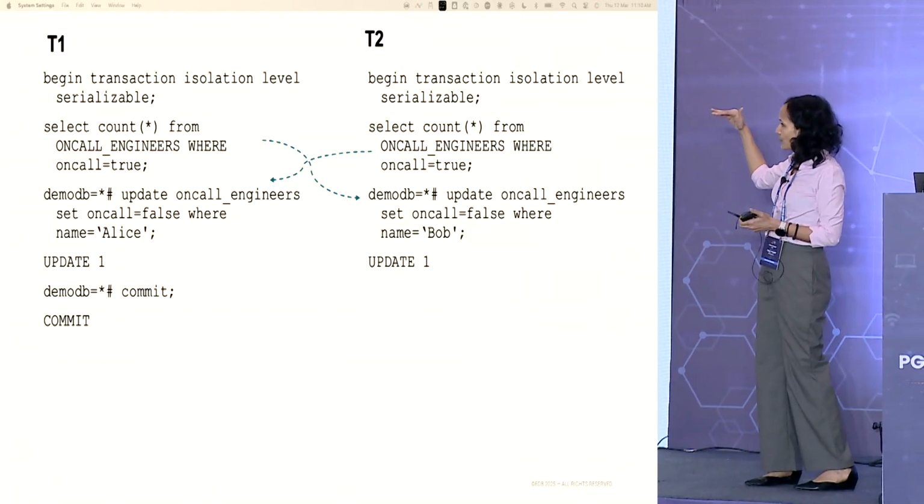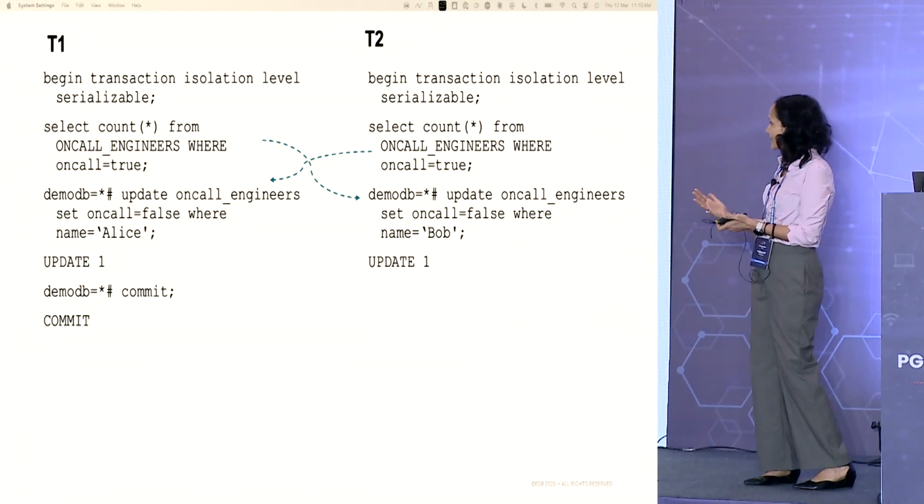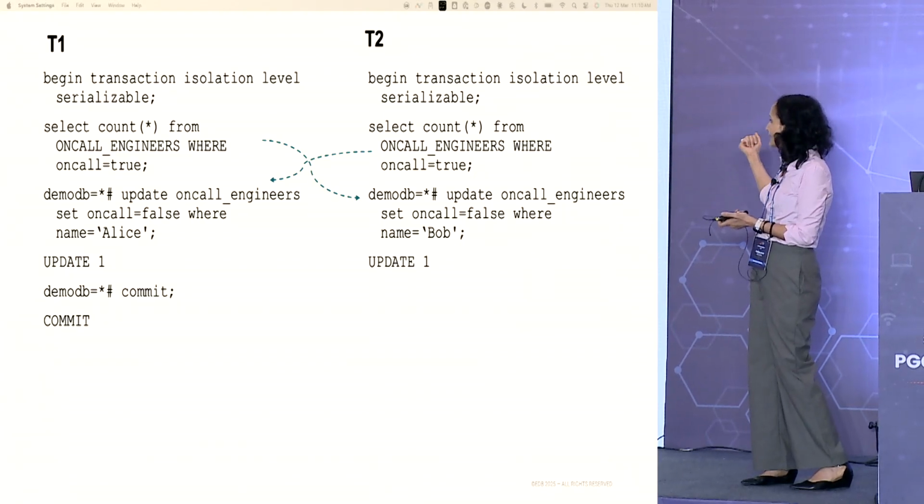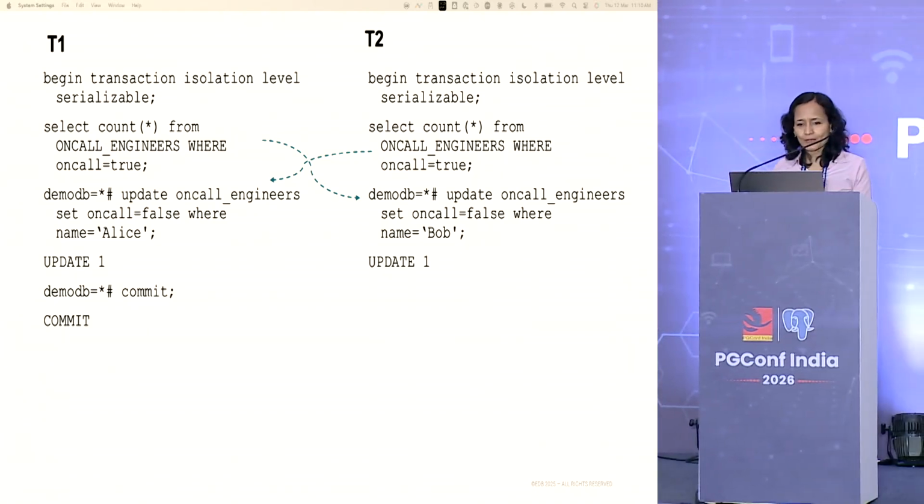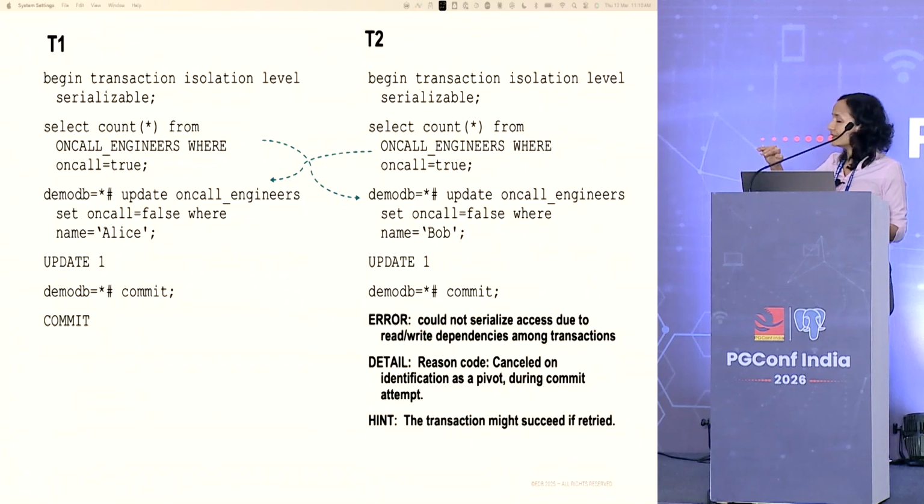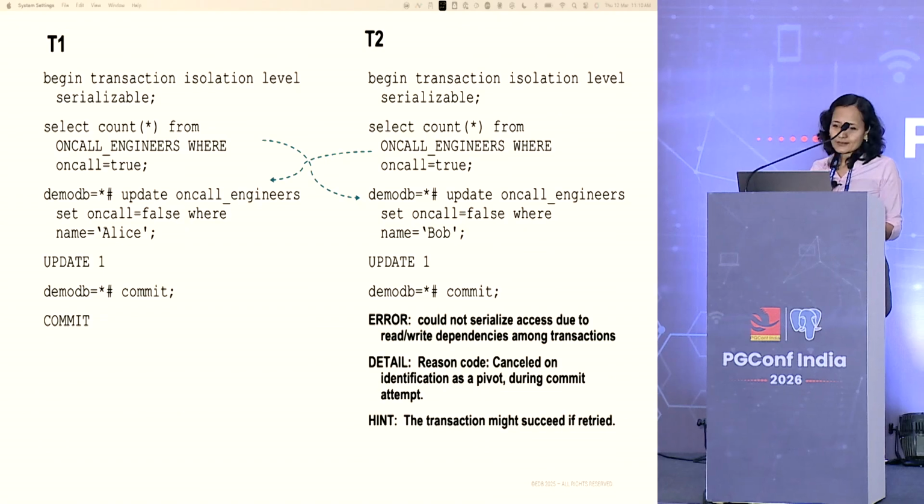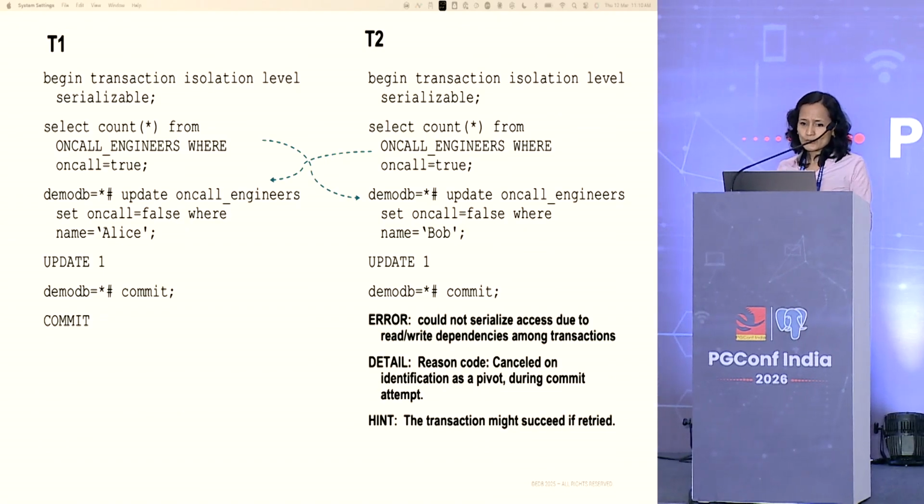We don't want to prematurely abort something. For all we know, T2 could roll back as well. So we let T1 commit, and T1 commits first. And now when T2 commits, the commit has the check that there is a dangerous structure and T2 committed. So you get this error, with a detailed reason code that says cancelled on identification as a pivot during commit attempt. So this is how serialization looks in Postgres.